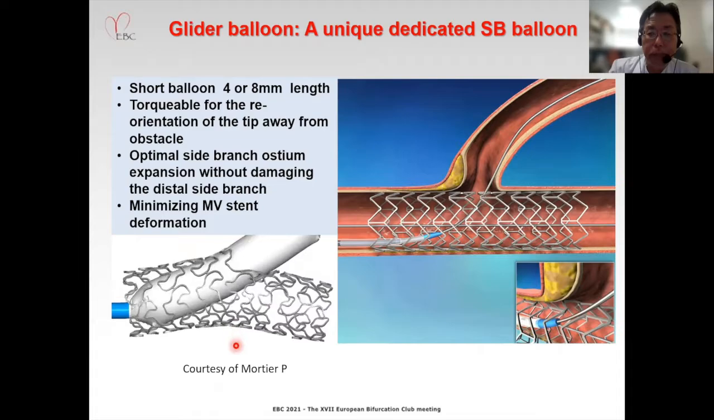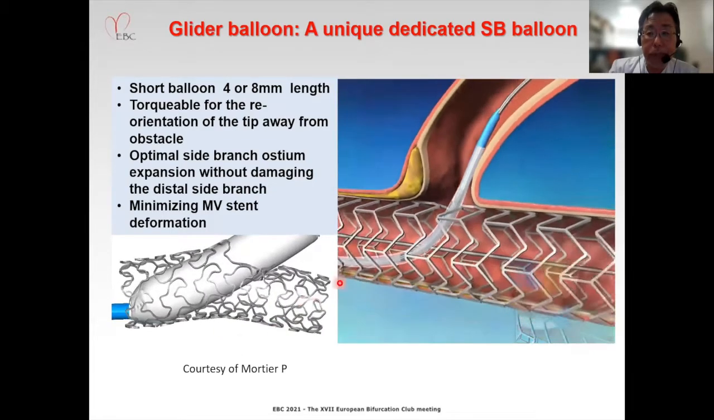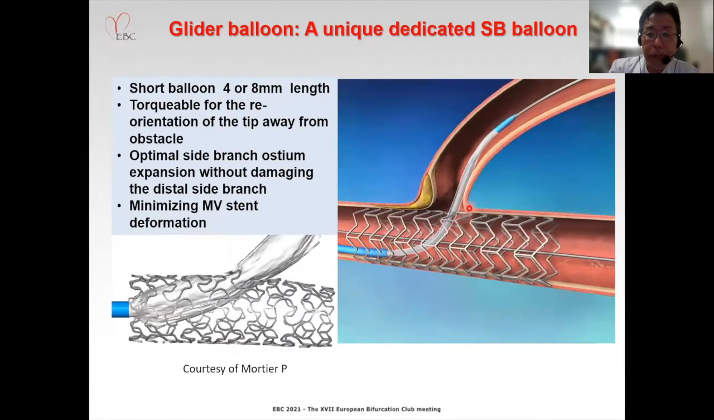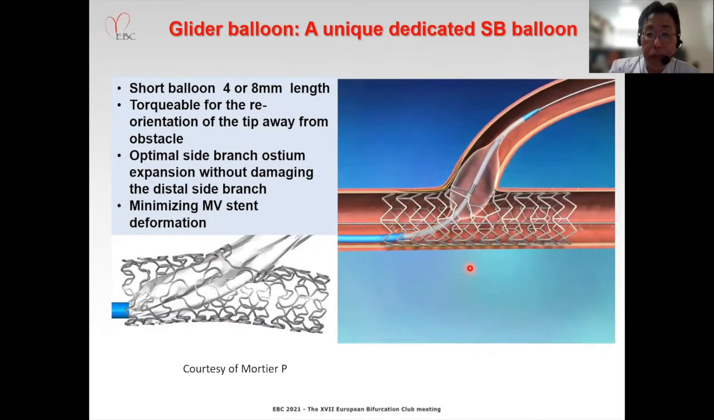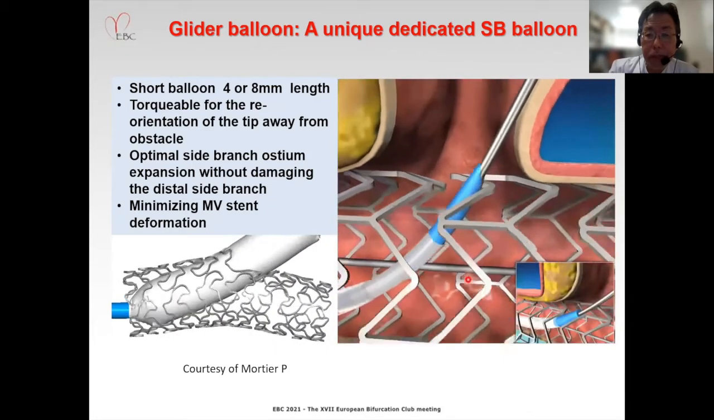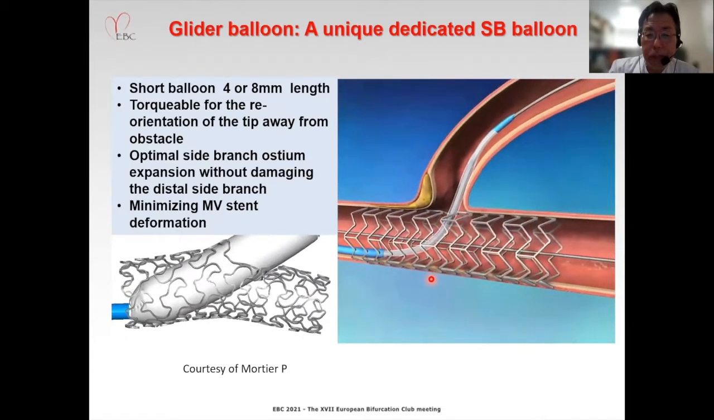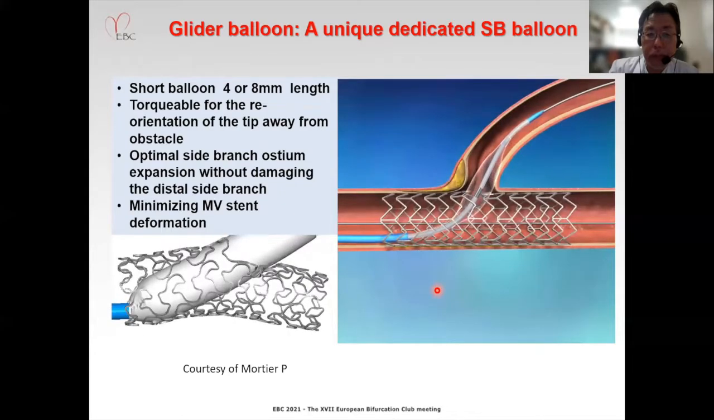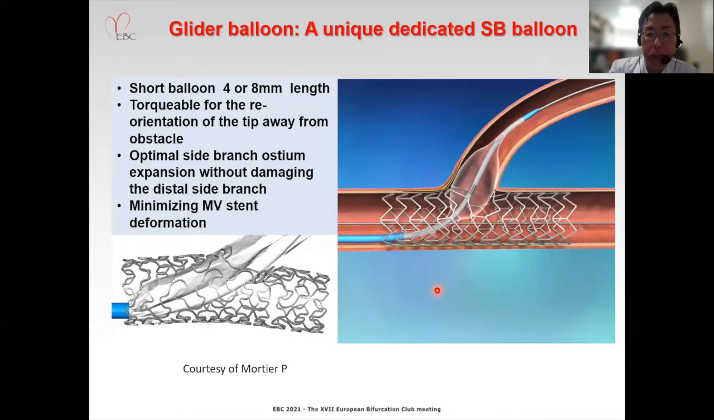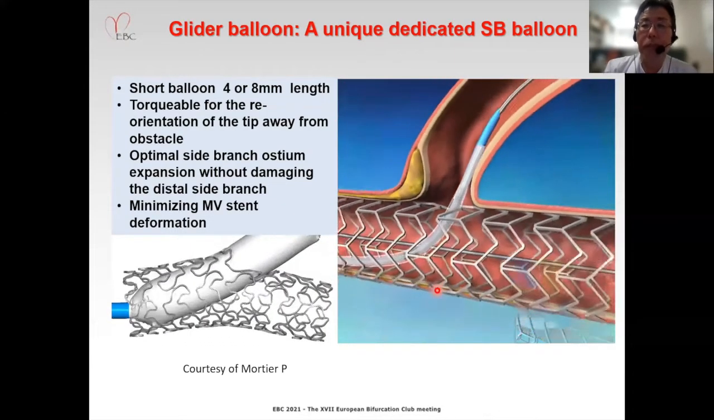We usually use the 4 mm length balloon. This is unique for the side branch direction, and this balloon has a trackable tip for the reorientation of the wire from the obstacle, providing optimal side branch ostium expansion without damaging the side branch, and minimizing the main stent deformation.